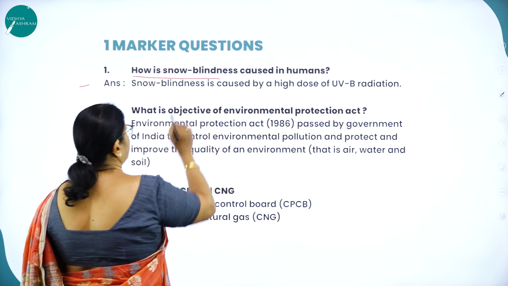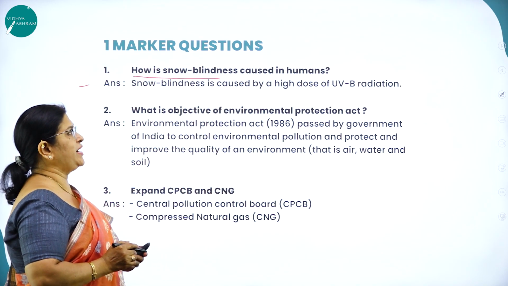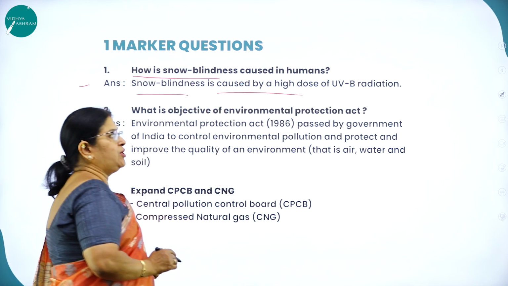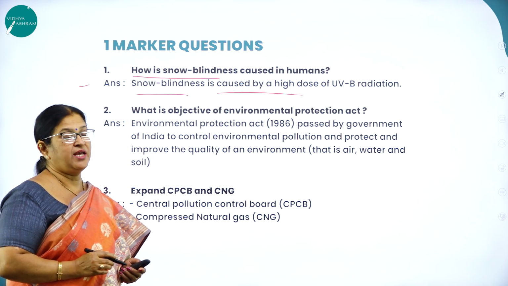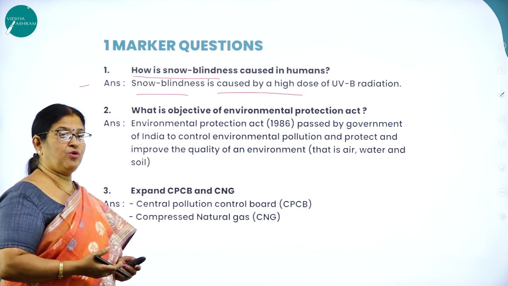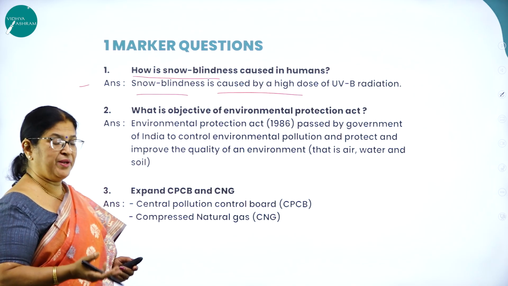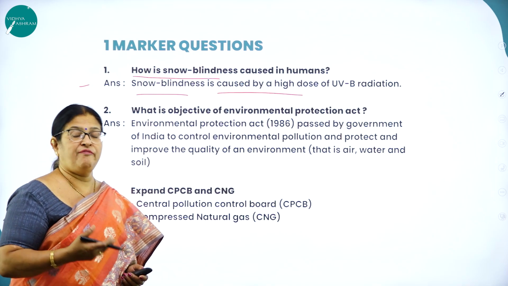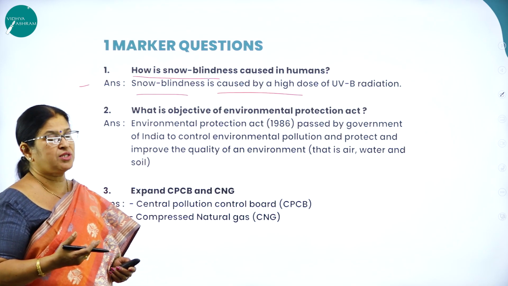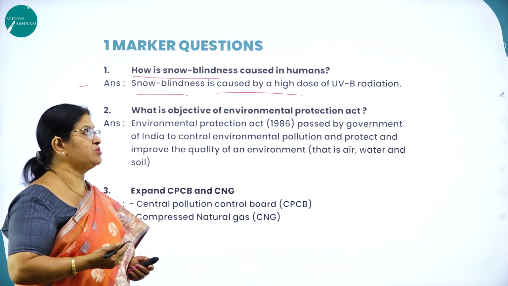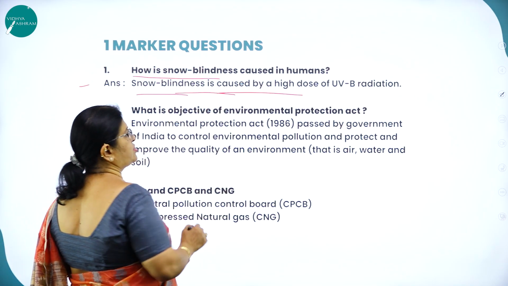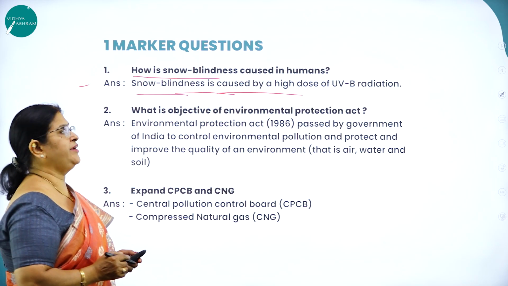Now let us discuss 1-mark questions. How is snow blindness caused in humans? Snow blindness is caused by a high dose of UVB radiation. As we all know, if the ozone layer depletes and there is an ozone hole, the sun's deadly rays are going to reach the Earth's surface directly and cause a lot of diseases in human beings. One such is called snow blindness. So how is snow blindness caused? Snow blindness is caused by a high dose of UV radiation.